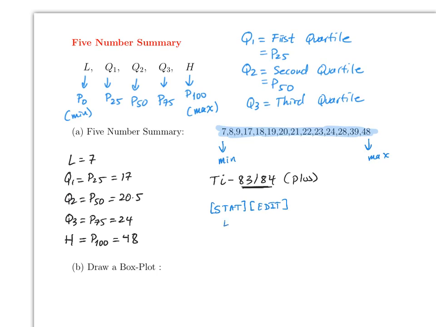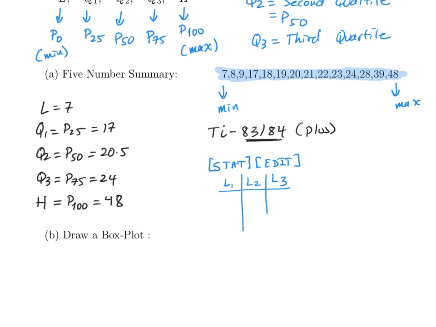Anytime you need to put data in, you have to do a Stat Edit. Then it's going to give you a choice of lists like this: L1, L2, L3. So enter the data in the first list. The first value is 7, then do enter. Make sure you put all of them in the same list. Then 9, enter, and so forth until you get to 48. Be very careful when you add the data, because if you input one number wrong, everything will be wrong.